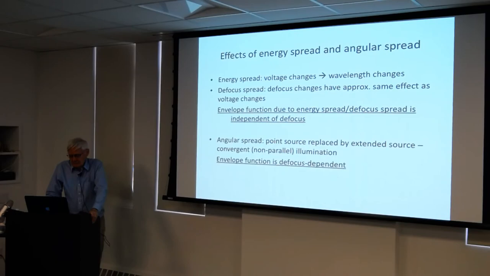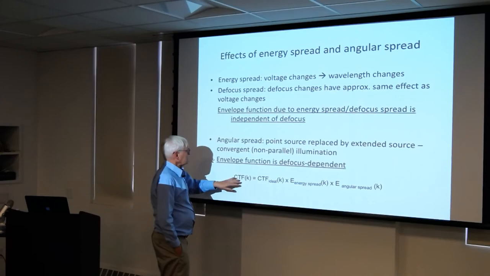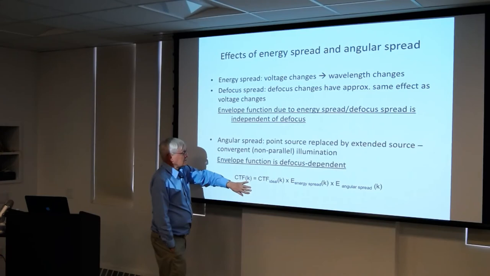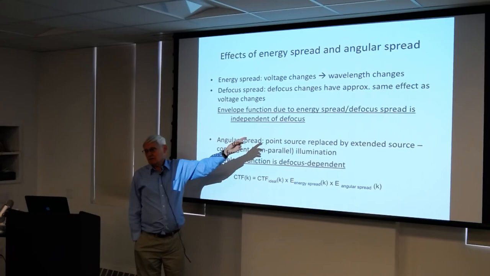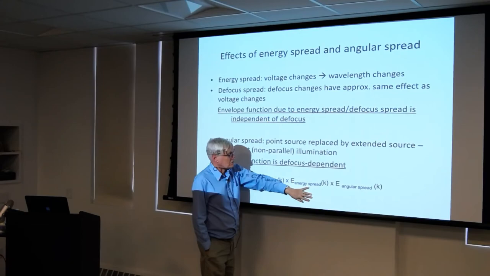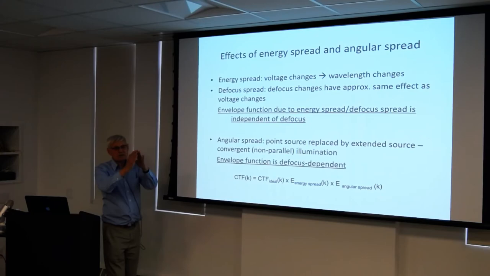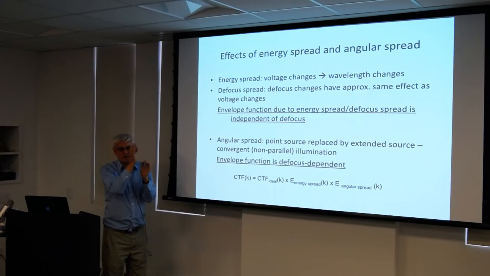Okay, so in approximation, it's not an exact term, but in approximation, you can say that the contrast transfer function is the ideal contrast transfer function, the one that I wrote out before, the sine gamma of k, times an envelope, a product with the energy spread envelope and the angular spread envelope. Angular spread means illumination spread. So the ideal illumination would be from the point source.